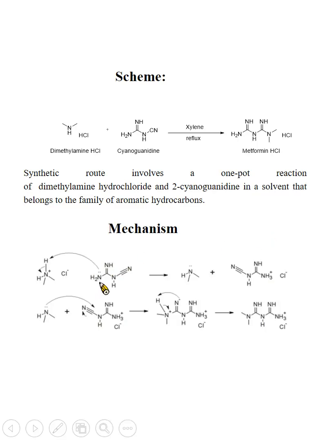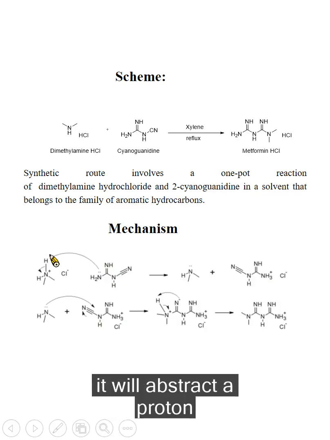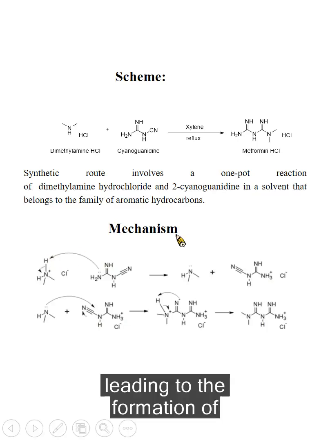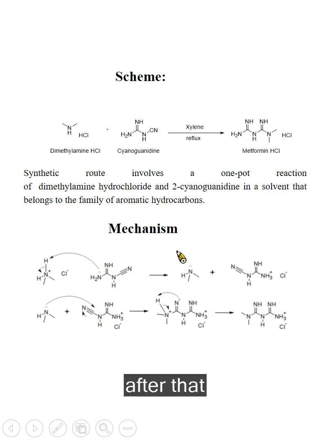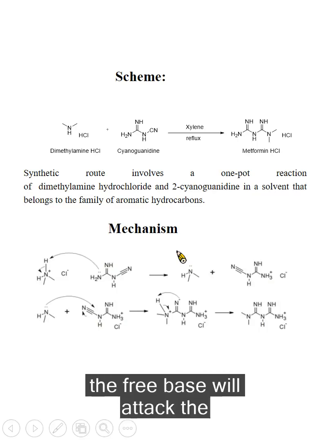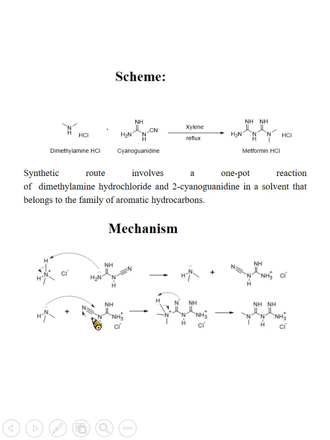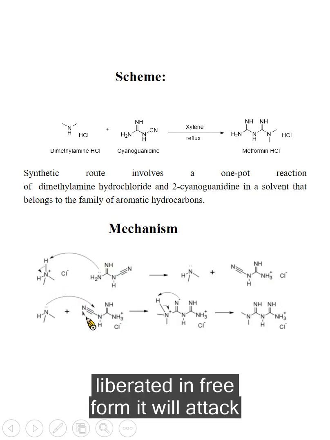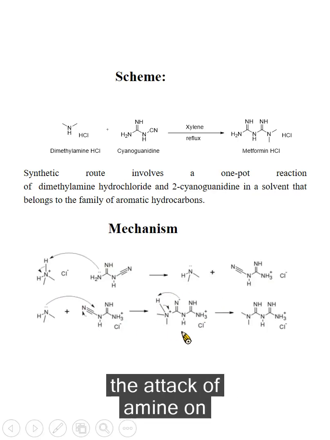I repeat, the amine functionality of cyanoguanidine will abstract a proton from dimethylamine hydrochloride, leading to the formation of free base, that is dimethylamine. After that, the free base will attack the electrophilic carbon of nitrile group. I repeat, once dimethylamine has been liberated in free form, it will attack the electrophilic carbon. Now just look at this state.